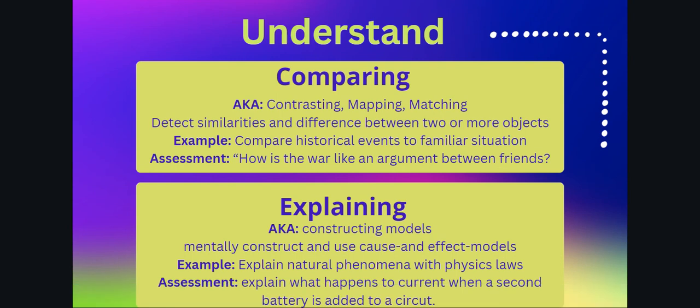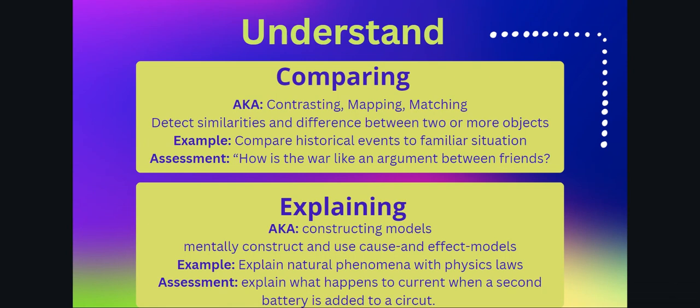Under understand, we also include comparing, also called contrasting, mapping, and matching, which is defined as detecting similarities and differences between two or more ideas, and explaining. For comparing, this could require students to compare a new piece of knowledge to something that they are already familiar with, like comparing the Revolutionary War to an argument between friends. In my biology course, I have students compare cell organelles to parts of a city, where the nucleus is the city hall, the Golgi apparatus is the post office, and the mitochondria is the electric plant, for example.